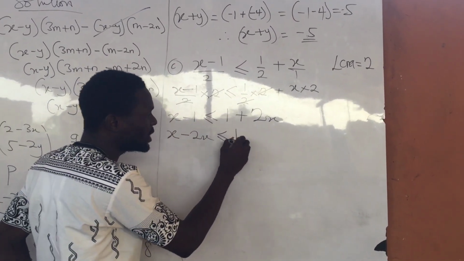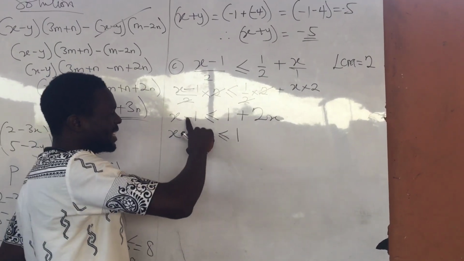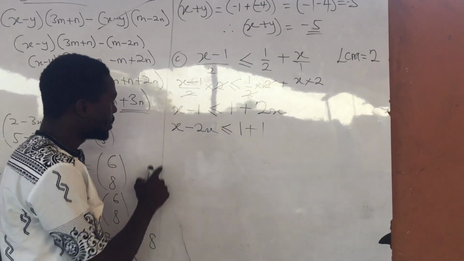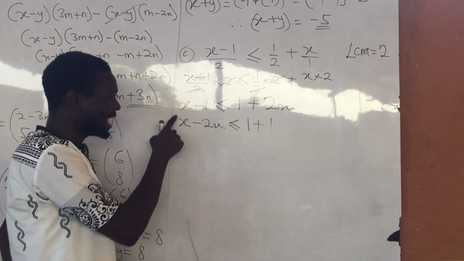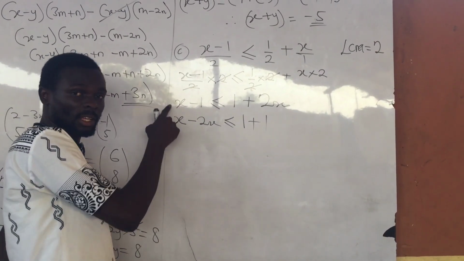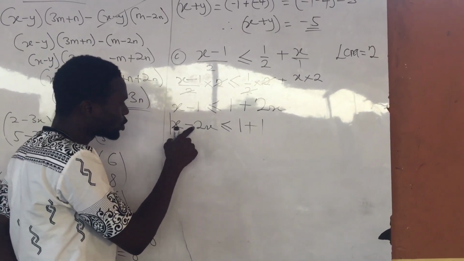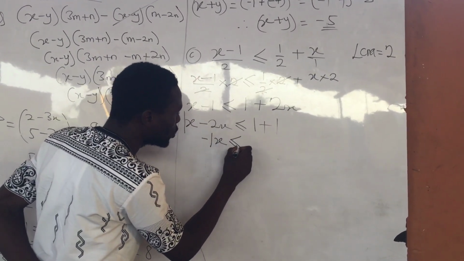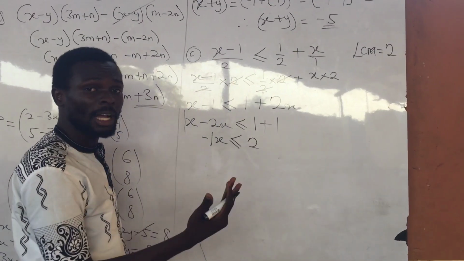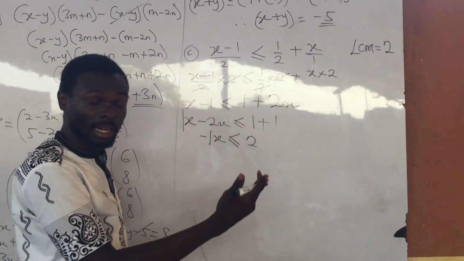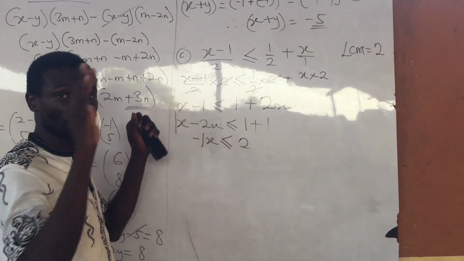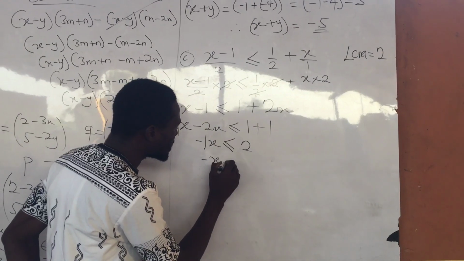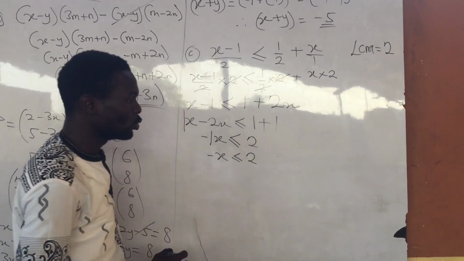So we have 1 here which has not moved, but this 1 is moving to this side, which is giving you positive 1. Now the coefficient of x here is 1, since it has not been written, it is 1. So what is 1 minus 2? You have negative 1x, which is less or equal to 2. But to show maturity, we don't write the 1. We assume the 1 is there, but there is 1 there. So here we have negative x less or equal to 2.